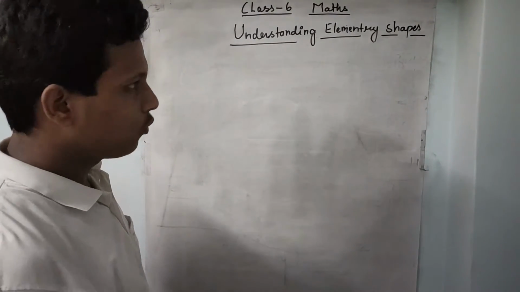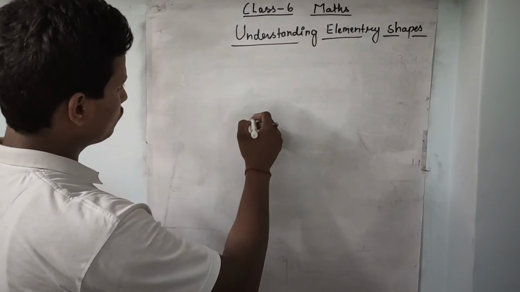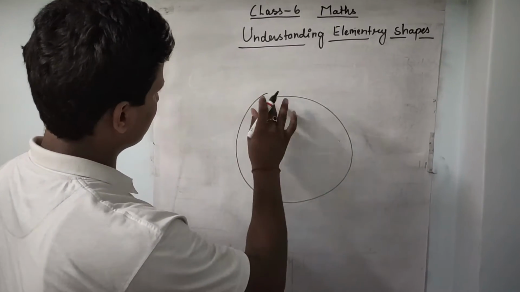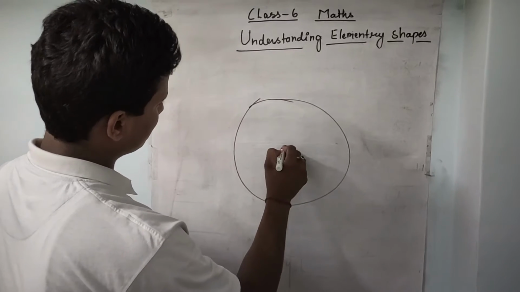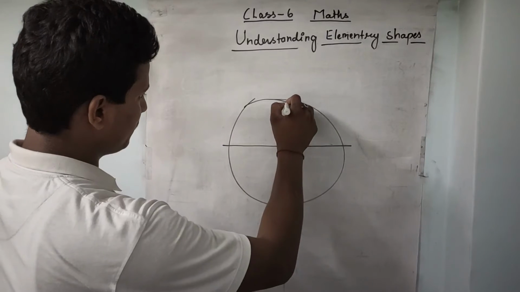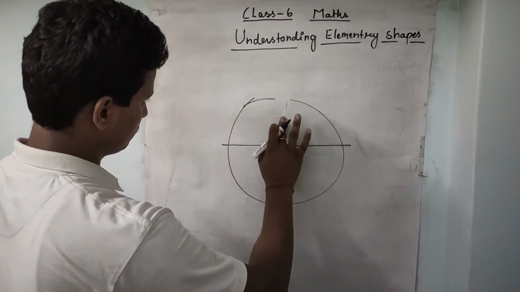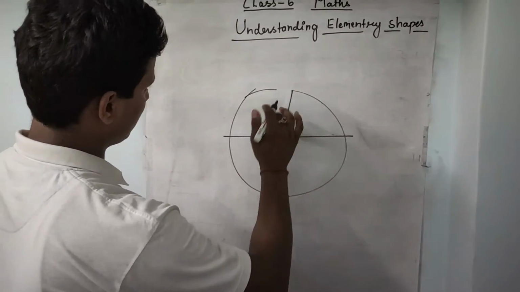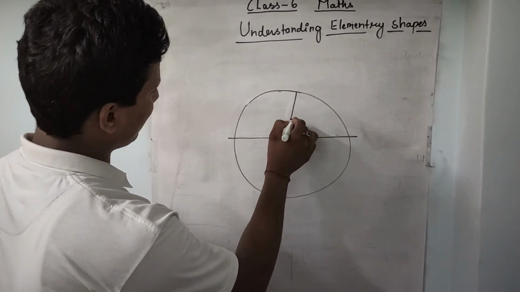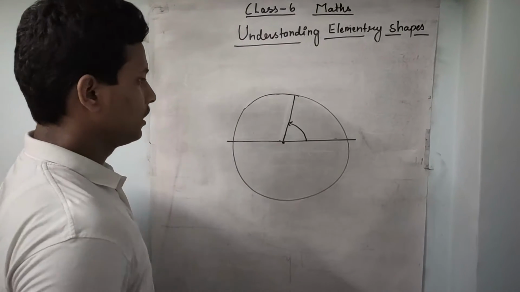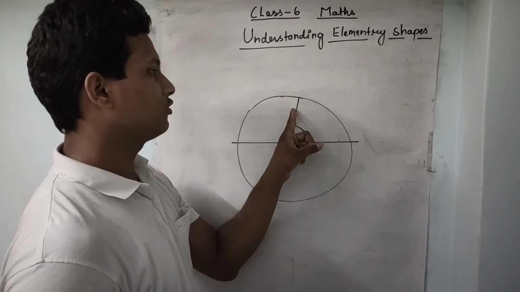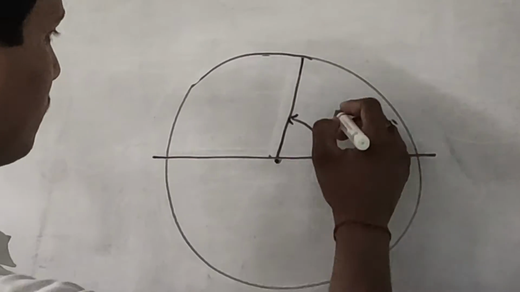Next, what is an angle? Suppose this is a circle, and this is the center. This is a baseline. From this we have made this angle like that. So the amount of rotation, anti-clockwise or clockwise, is what we call an angle. The amount of rotation from one line to a second line is called the angle.